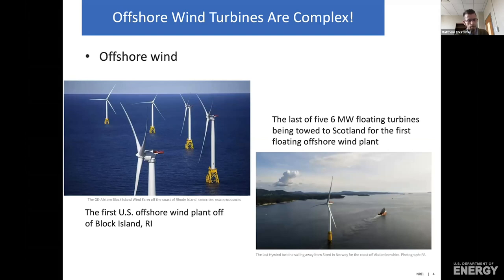The left picture is the Block Island wind farm. It's the first US offshore wind farm. Those are big 6 megawatt turbines on jacket structures. And then on the right is one of the Hywind Scotland turbines that Andreas just talked about, on a floater. There it's being towed out from the fjords to where they are off the shore of Scotland. So now it's even more complex because you've got 6 degrees of freedom.